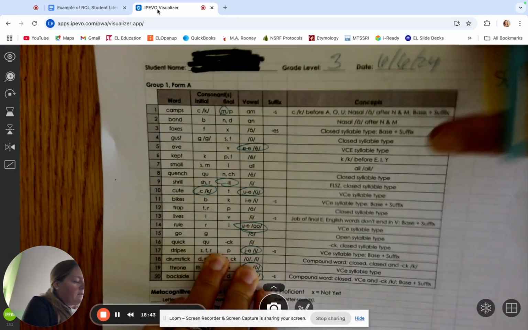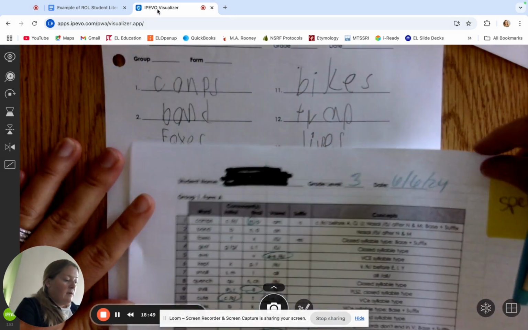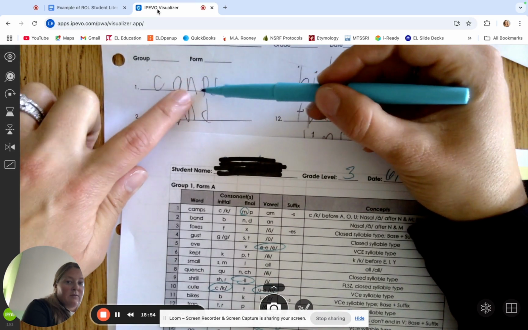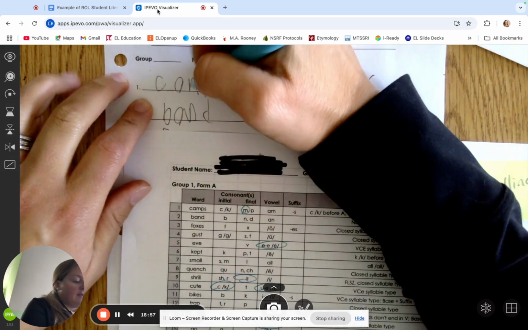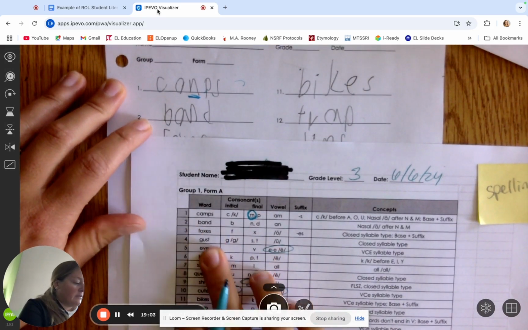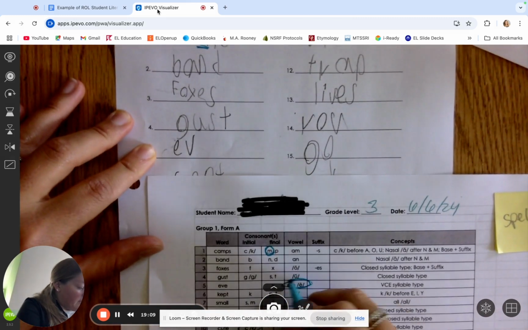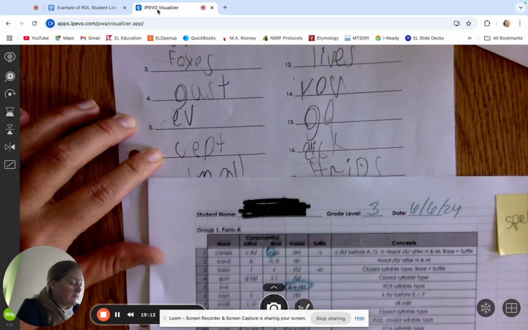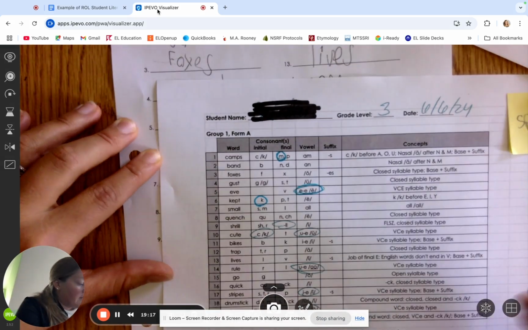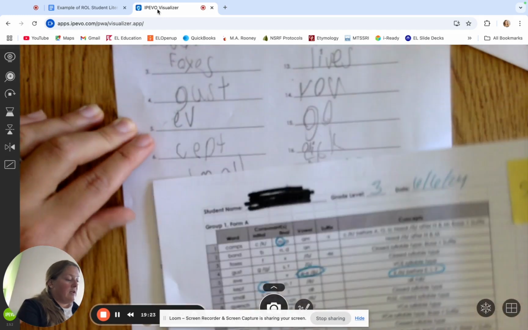Next. So for spelling, this is the student's form. The word was camps. The student, that's his A. So he did CANPS. So we're not hearing that sound right there. Band was correct. Foxes, gust, eve, missing that vowel consonant E. Sept for kept. So we need to learn when to use the K for the K sound and the C for the K sound. So this rule here, we use K to spell K before E, I, and Y.